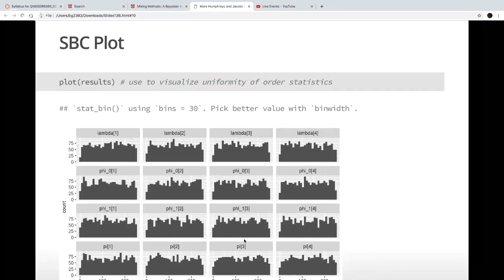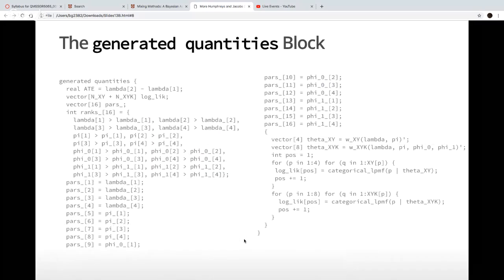But we can gauge this more specifically by looking at a plot of those results. Here, what you're looking for are histograms that are essentially uniform. This is based on those rank values that we were calculating in the generated quantities block. So, what is the probability the posterior realization is higher than the prior realization? That should not systematically be the case.